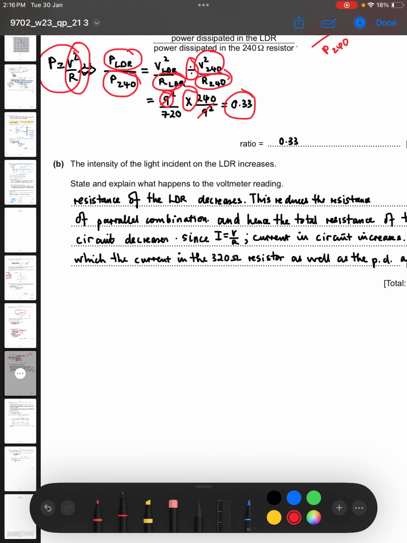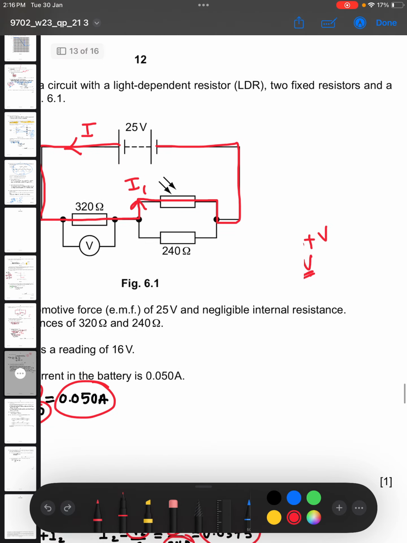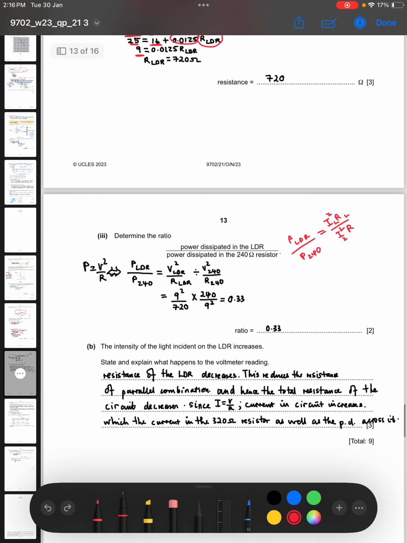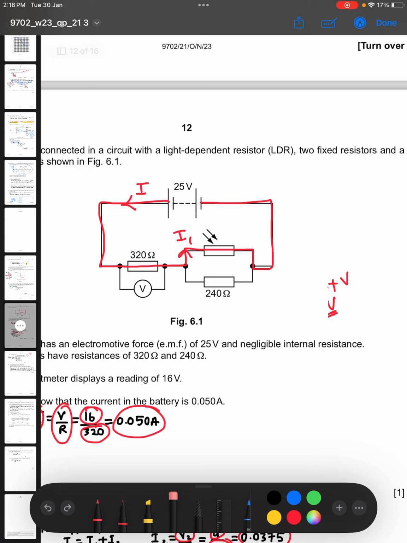The intensity of the light incident on the LDR increases. State and explain what happens to the voltmeter reading. So they want you to explain what happens to the voltmeter reading if the intensity of the light that is on the LDR increases. So we want to trace what happens to the voltmeter reading. Ultimately, it's all based on understanding what happens to the voltmeter reading.